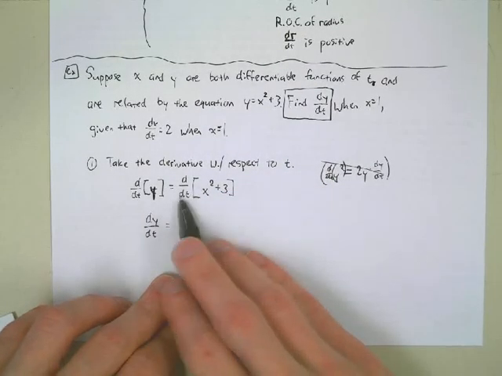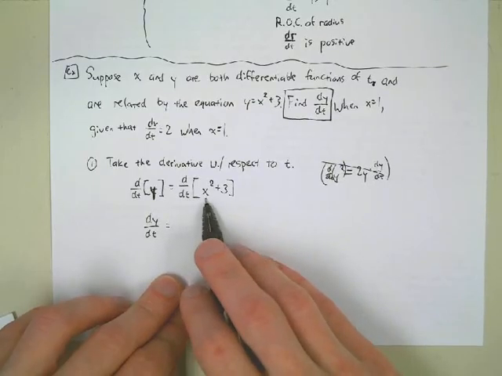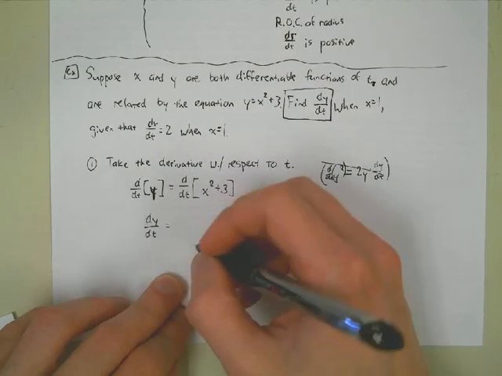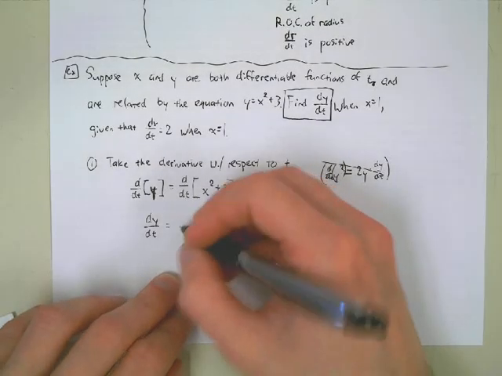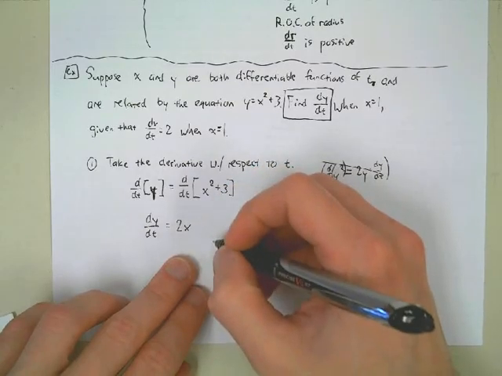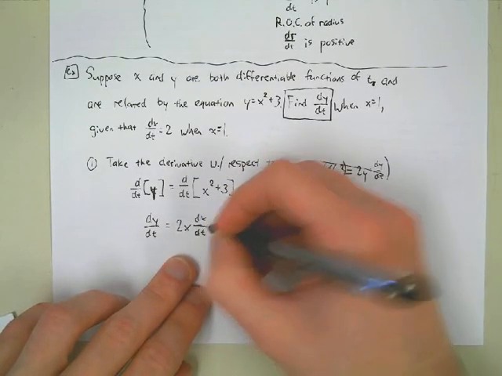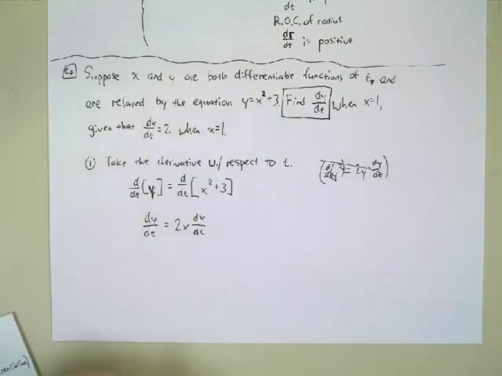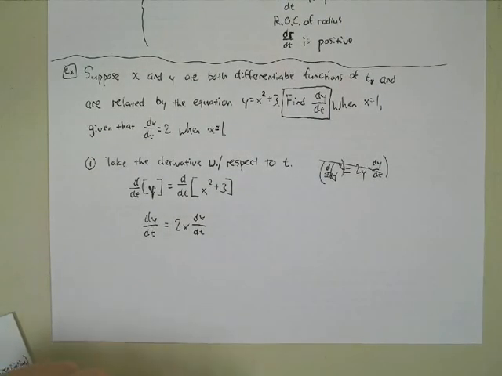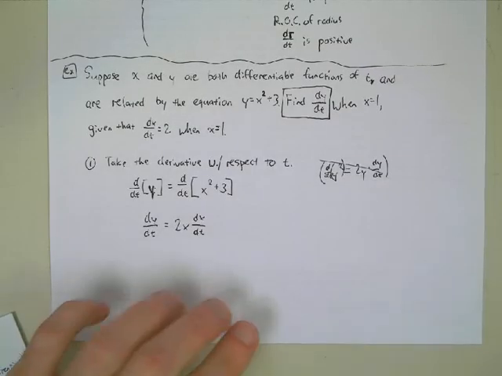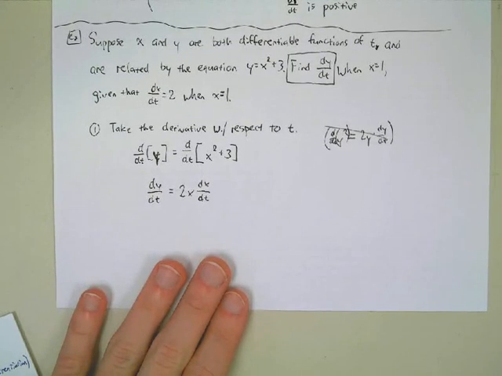Now let's look at this. We want to take the derivative of x squared with respect to t. So what would that end up being? 2x. Yeah, 2x, that's right. dx dt. Again, because we're not taking the derivative with respect to x, we're taking it with respect to t, so the dx dt is there. And then what's the derivative of 3 with respect to t? 0, that's right.